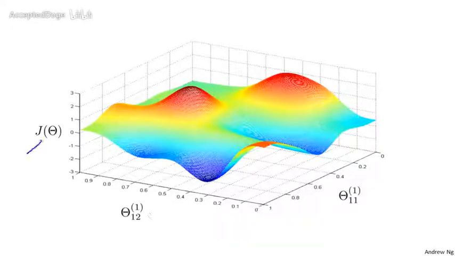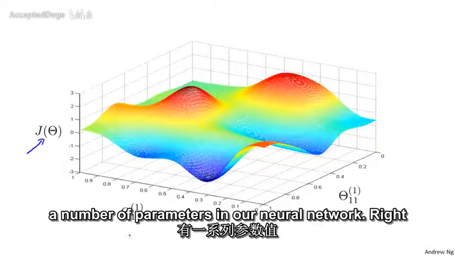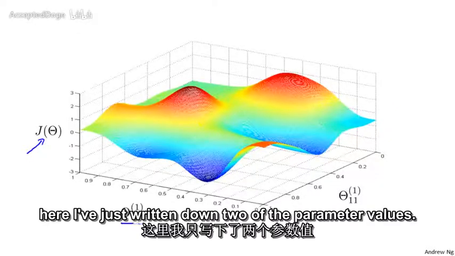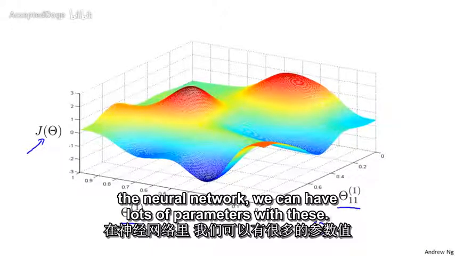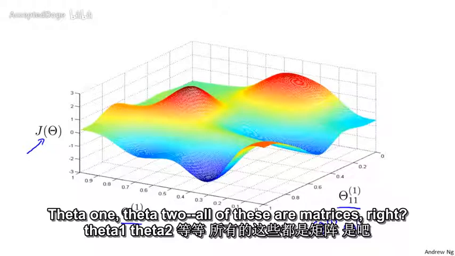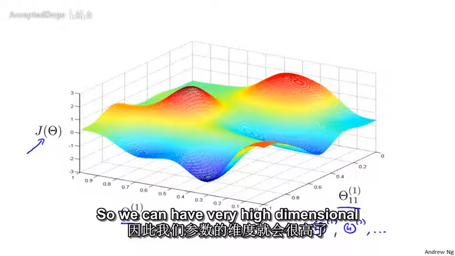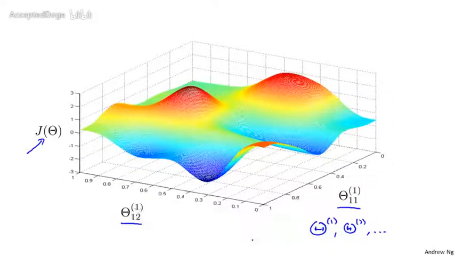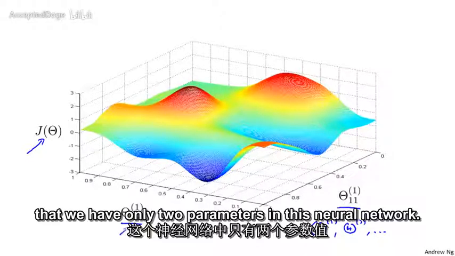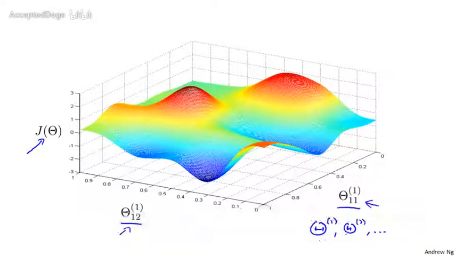So we have some cost function, and we have a number of parameters in our neural network. Right here, I've just written out 2 of the parameter values. In reality, of course, in a neural network, we can have lots of parameters. So these theta 1, theta 2, all of these are matrices, right? So we can have very high dimensional parameters, but because of the limitations of the sorts of plots we can draw, I'm pretending that we have only 2 parameters in this neural network, although obviously we have a lot more in practice.